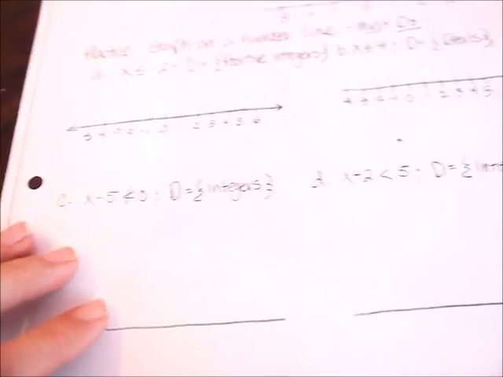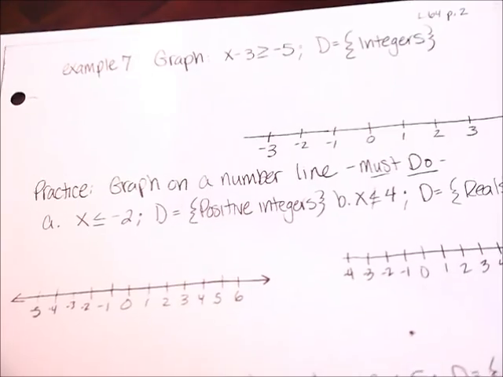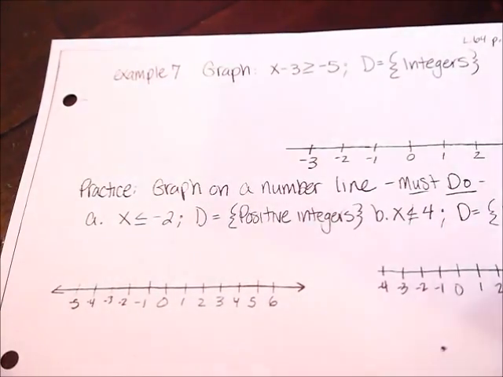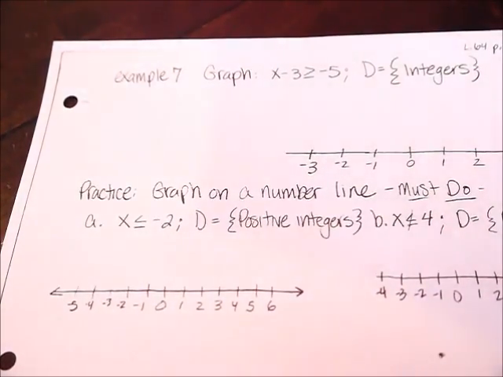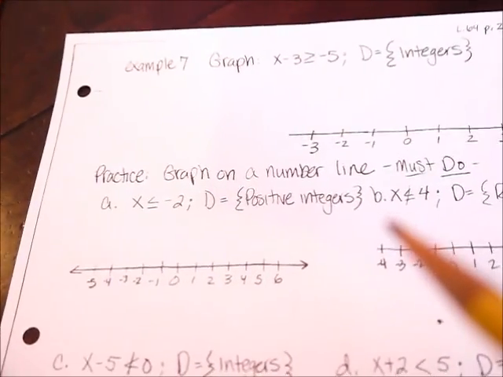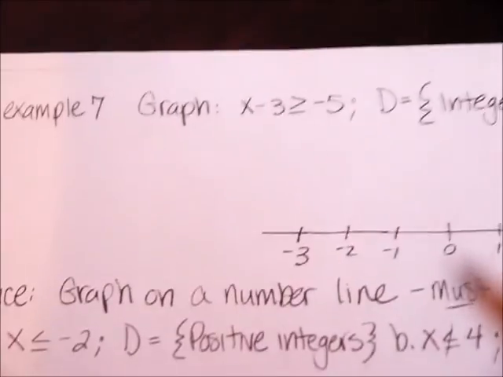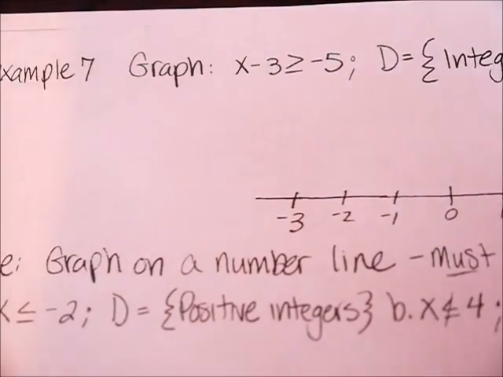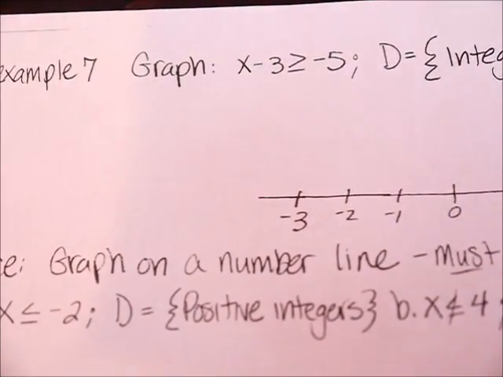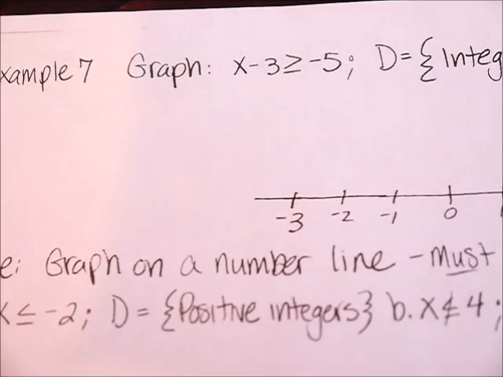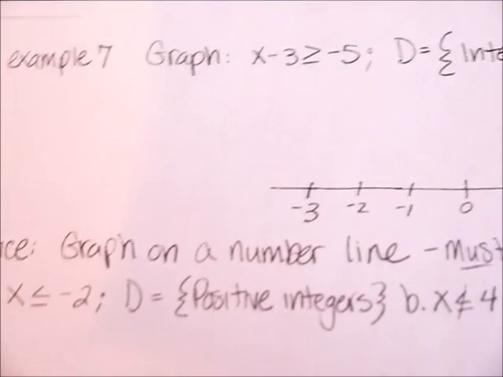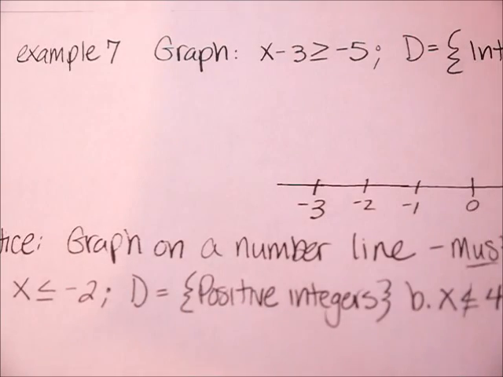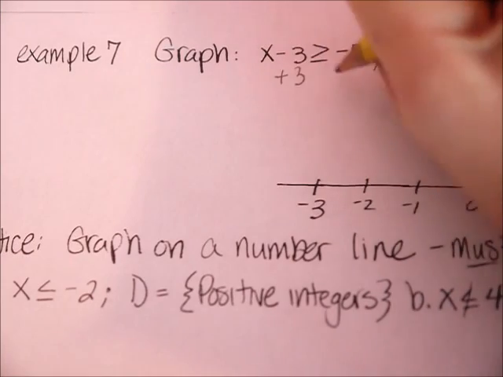All right, the last example, example 7 in your book, is to graph. Let's see if you can read that. Again, we have x minus 3 is greater than or equal to -5, and the domain is integers. So we have to pay attention to that when we're done with getting x by itself. Plus 3 to both sides.